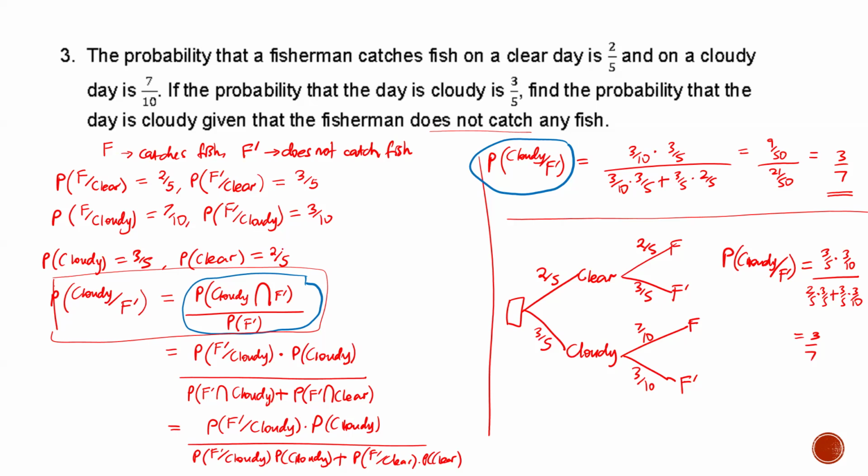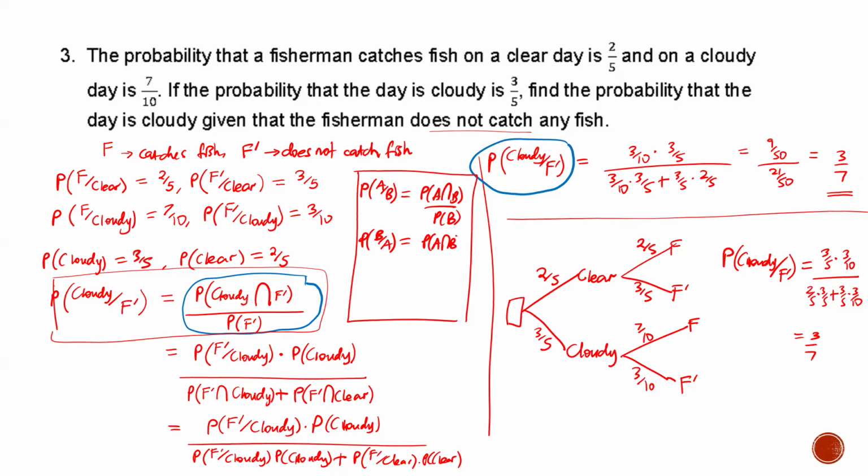Now, because of this formula, let me just write it here in a separate space. The probability of A given B is equal to the probability of A intersection B divided by the probability of B. And similarly, the probability of B given A is equal to the probability of B intersection A, which is the same as A intersection B, divided by the probability of A. This means that I can write the probability of A intersection B as the probability of B given A times the probability of A, or the probability of A given B times the probability of B.